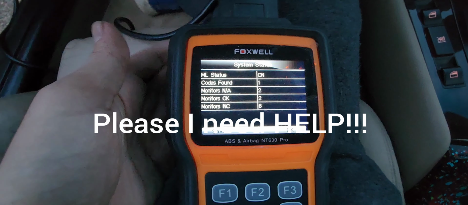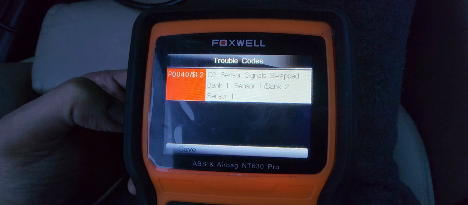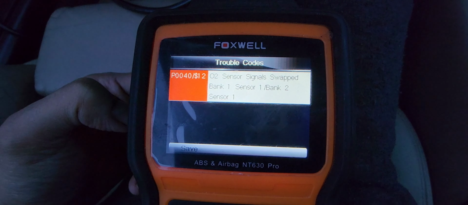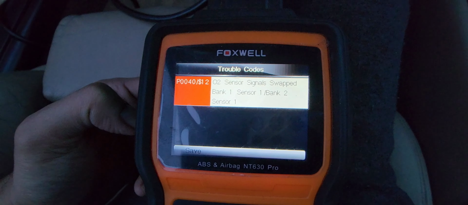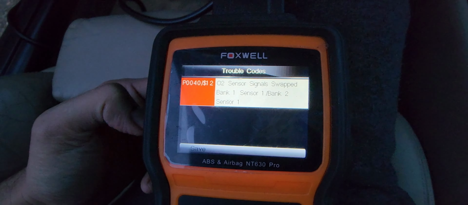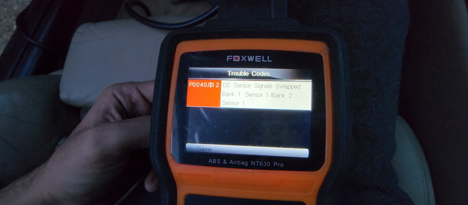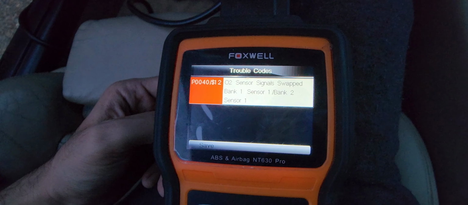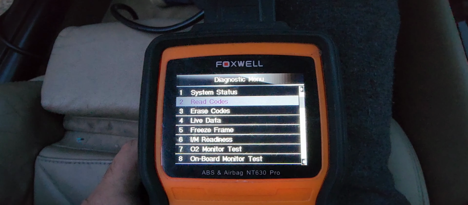Codes found. 1. O2 sensor signals swapped. Bank1 sensor 1, Bank2 sensor 1. I have no idea what that is, to be honest. I don't know, is it the downstream or the upstream sensors that are messing up? Because I replaced the O2 sensor, the oxygen sensor O2 Bank1 sensor 1, that's what I used to have before, and now this sensor. Let me reset it and see.